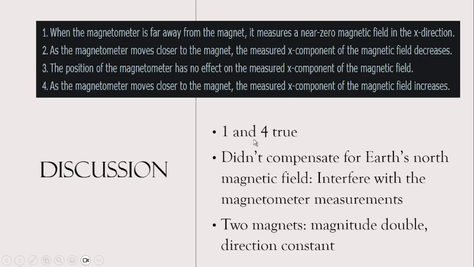from our key principles. And for our hypothetical situation, what if we didn't compensate for the Earth's north magnetic field? This would interfere with some of our magnetometer measurements, and this would skew our data by quite a bit. And then what if we used two magnets instead of one, connected by the poles? Our direction would remain constant because the magnetic dipole moment direction would stay the same. However, the magnitude of the magnetic field would increase. It would double, as a matter of fact.